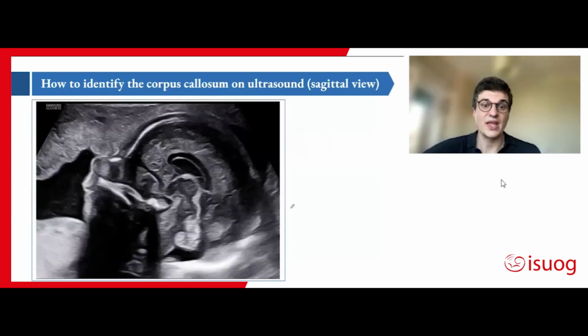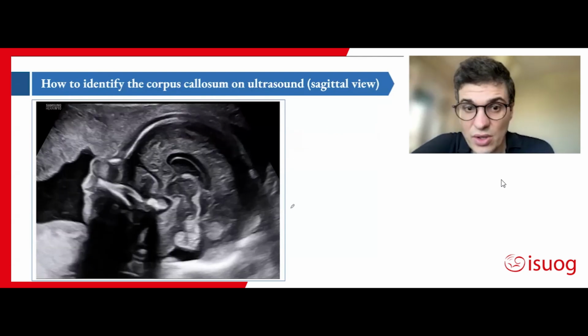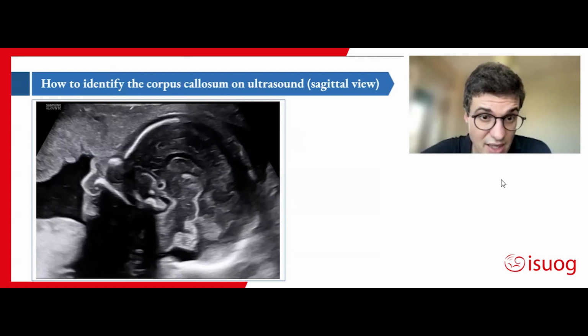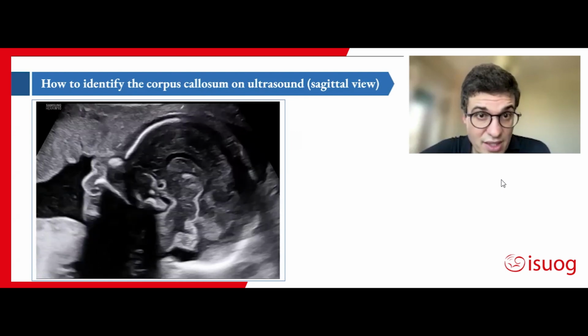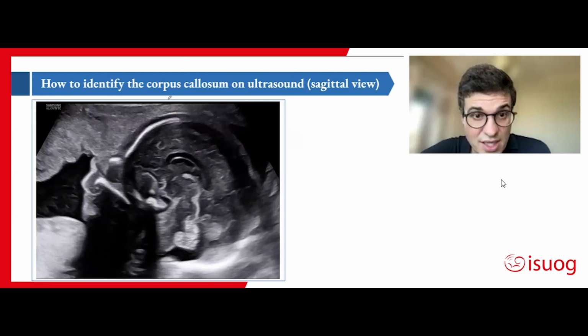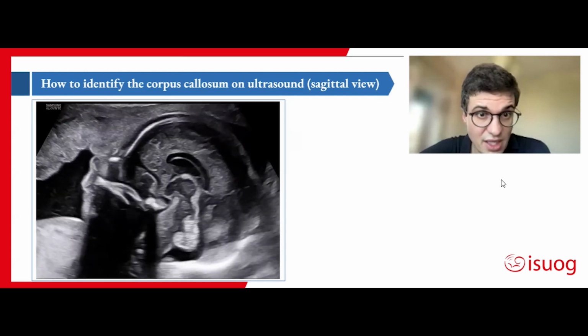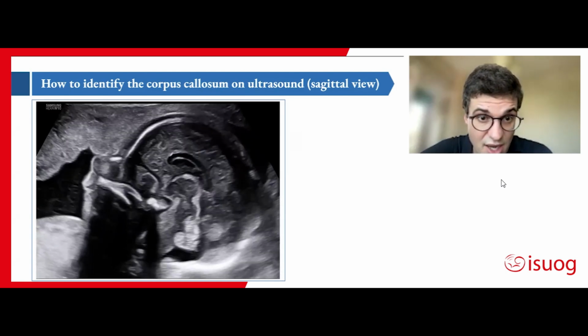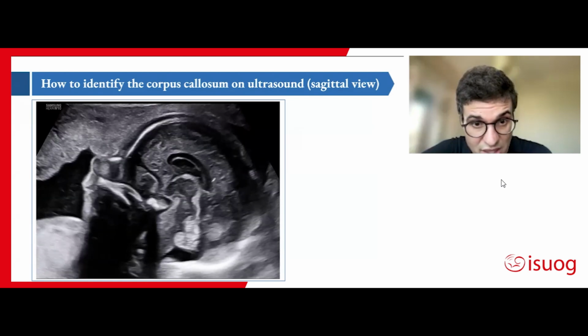septi pellucidi itself. Of course, the only way we have to identify the corpus callosum is by obtaining a sagittal view of the fetal brain. The ultrasound probe, the ultrasound beam, should be oriented through the sagittal to the anterior fontanelle or the sagittal suture, and in this case, you can see the corpus callosum, which is a comma-shaped structure, which is actually delineated by two hyperechogenic lines.